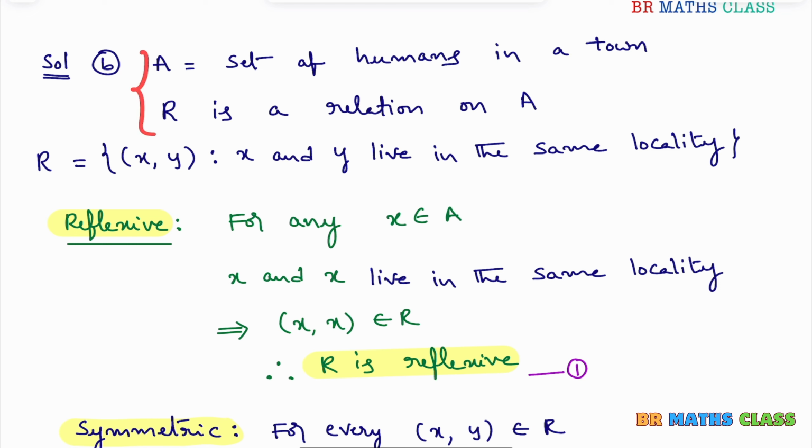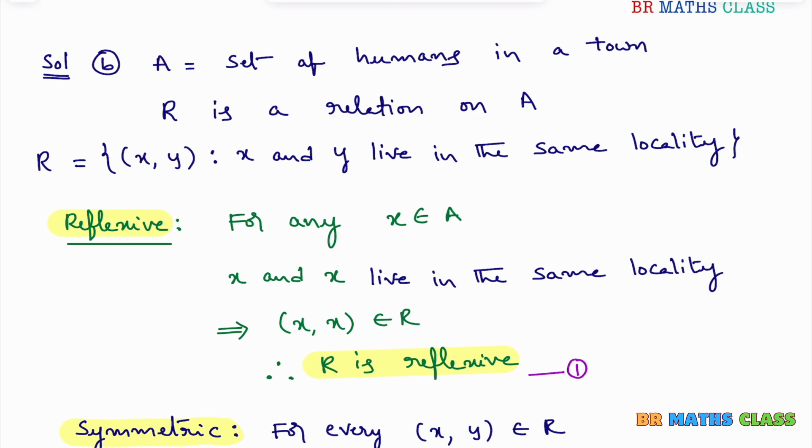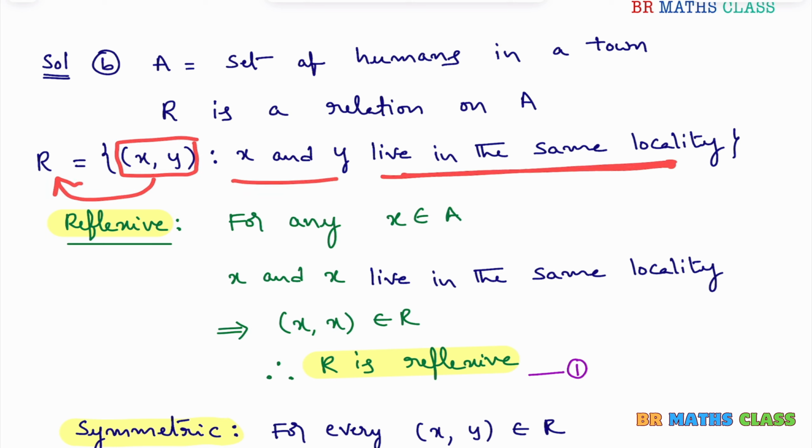As usual, a total of 3 points will be there in this type of problems. First one is set A. What is set A? Set of humans in a town at a particular time. R is a relation on A. These things are given in the question. And the relation is defined like this. R is a relation, set of ordered pairs x comma y such that x and y live in the same locality. Last problem was x and y work at same place. Here x and y live in the same locality.